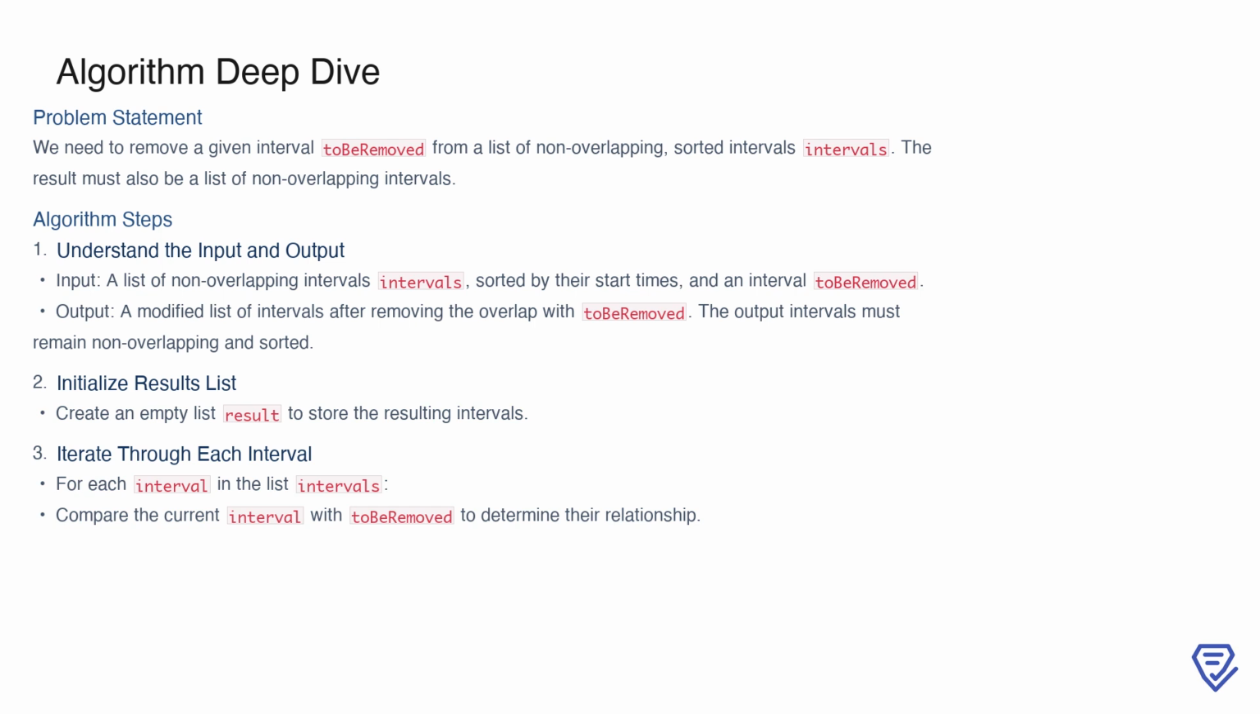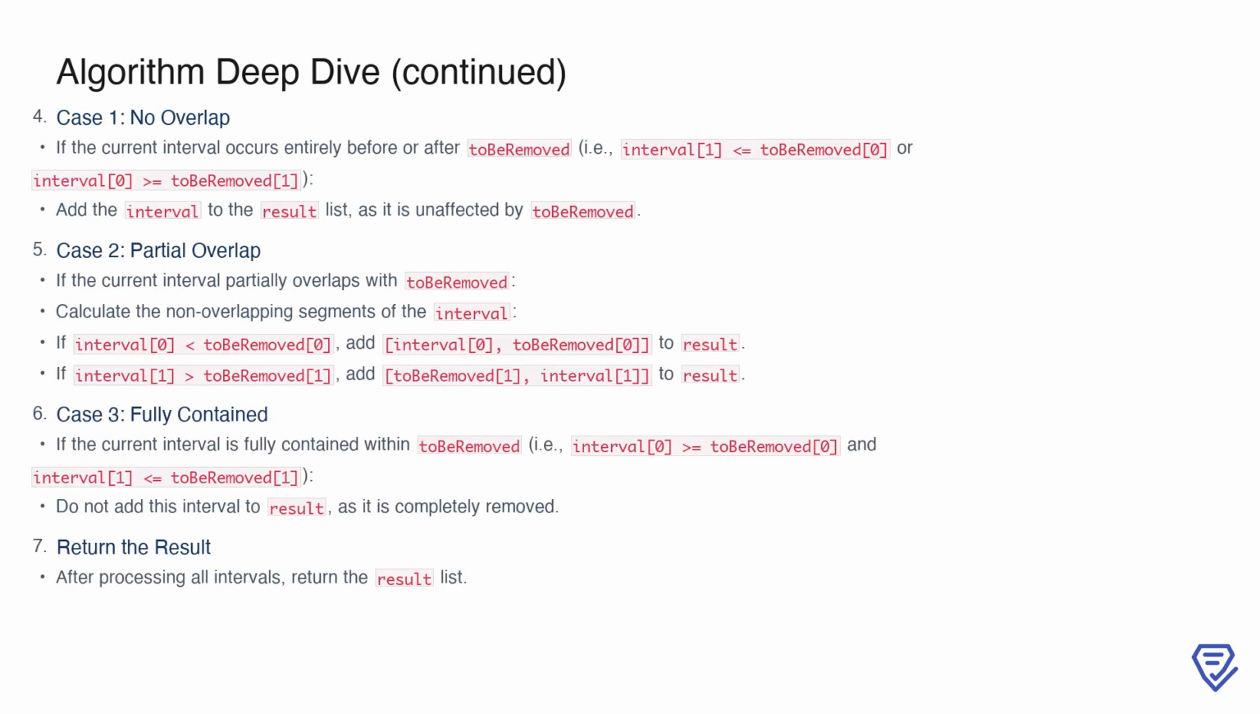To achieve this, we start by initializing an empty list, result, to store the intervals after modification. Then, we iterate through each interval in the input list to evaluate its relationship with to_be_removed. Depending on how the current interval interacts with to_be_removed, we will decide whether to include it in the result list and, if so, whether to adjust its boundaries. When examining the relationship between an interval and to_be_removed, we encounter three main cases.